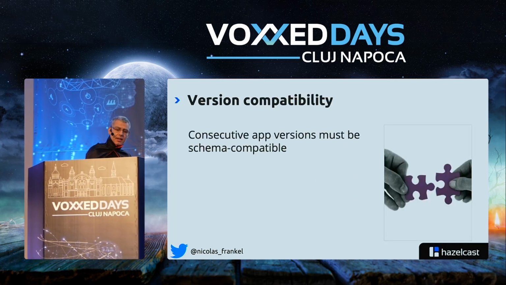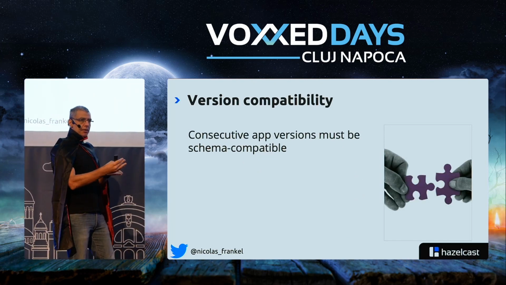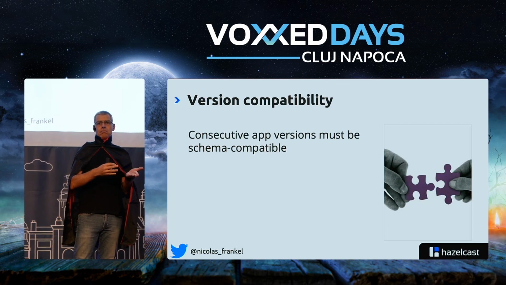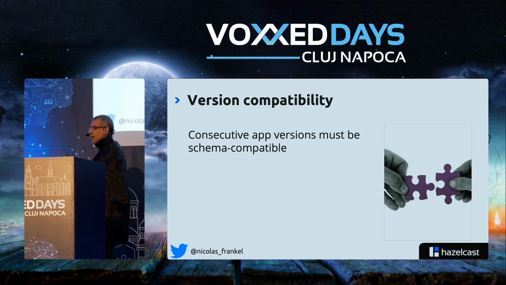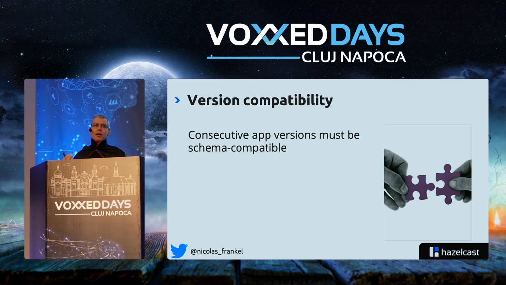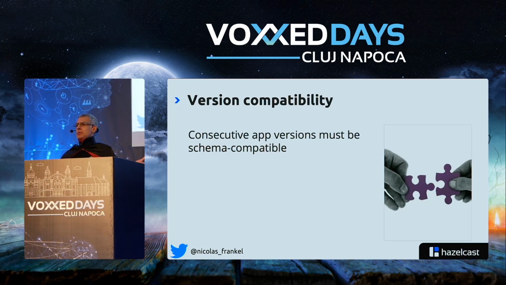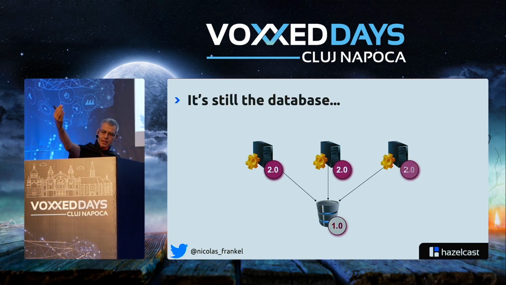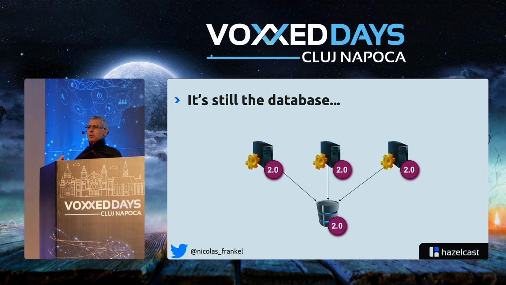So the thing is, consecutive application versions must be schema compatible. Okay, so the new version must also take into account the old schema, and the database schema should only be upgraded at the end of the process. Problem solved. So we upgrade every node, and at the end, that's the problem solved. End of the talk.